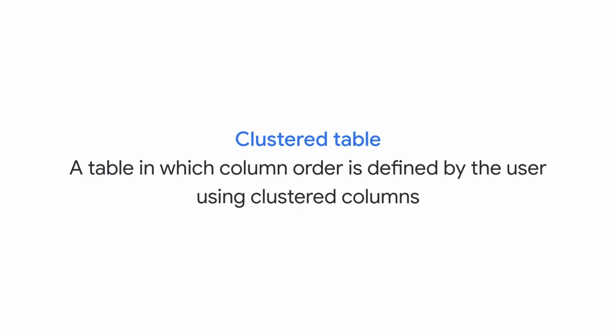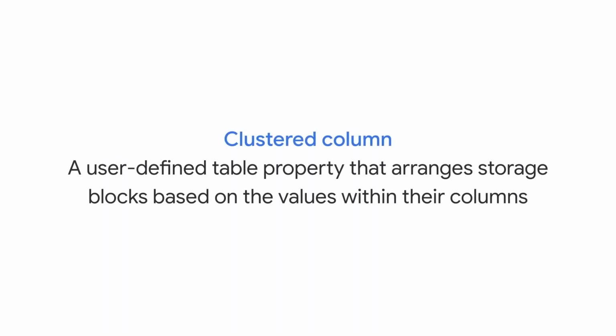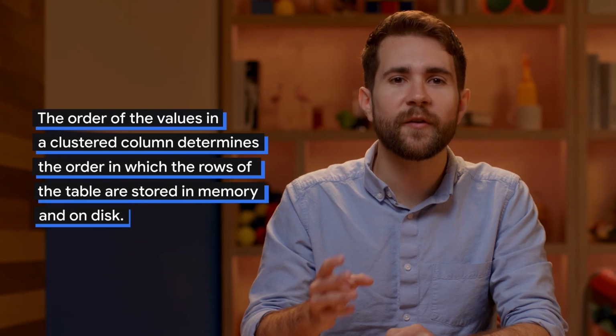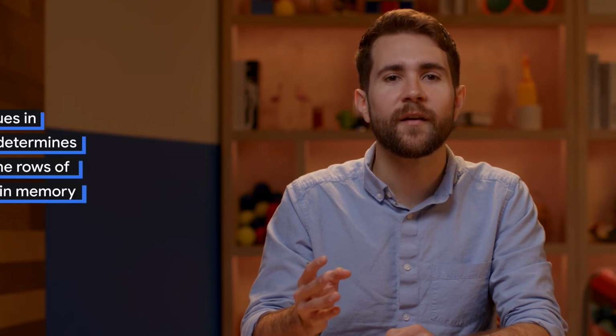A clustered table is a table in which column order is defined by the user using clustered columns, and a clustered column is a user-defined table property that arranges storage blocks based on the values within their columns. The order of the values in a clustered column determines the order in which the rows of the table are stored in memory and disk. This can improve the performance of queries that access the table by the clustered column, because the rows are already sorted in the order that the query needs them.